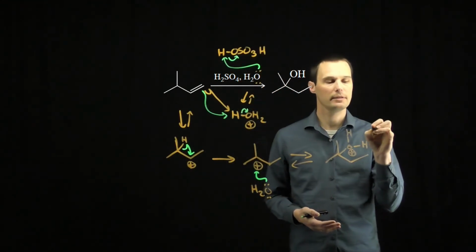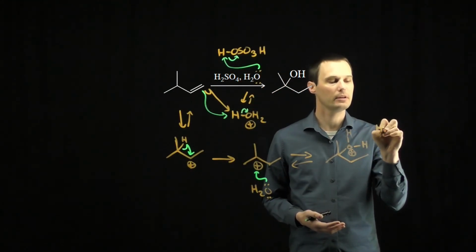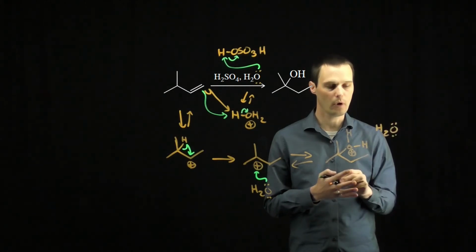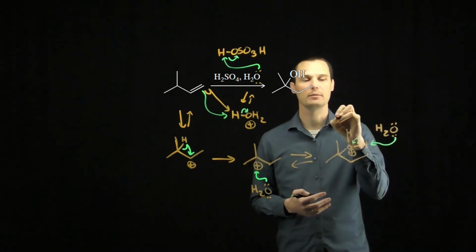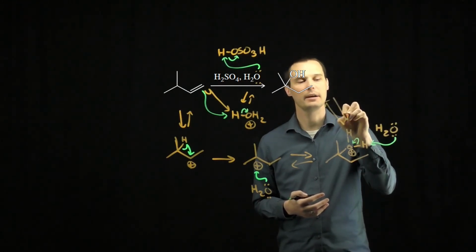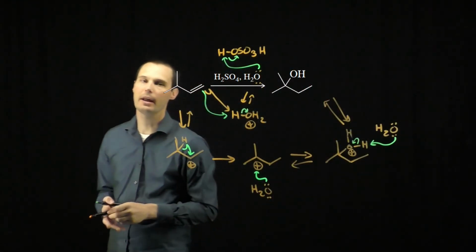Finally, to neutralize this intermediate and get us to our final product, we'll use some more water to deprotonate one of these hydrogens to neutralize the product, and that will form our desired product after carbocation rearrangement.